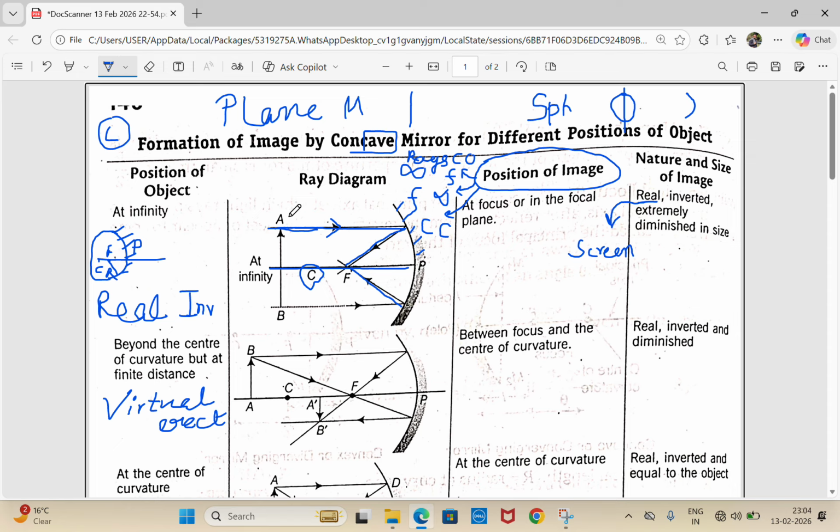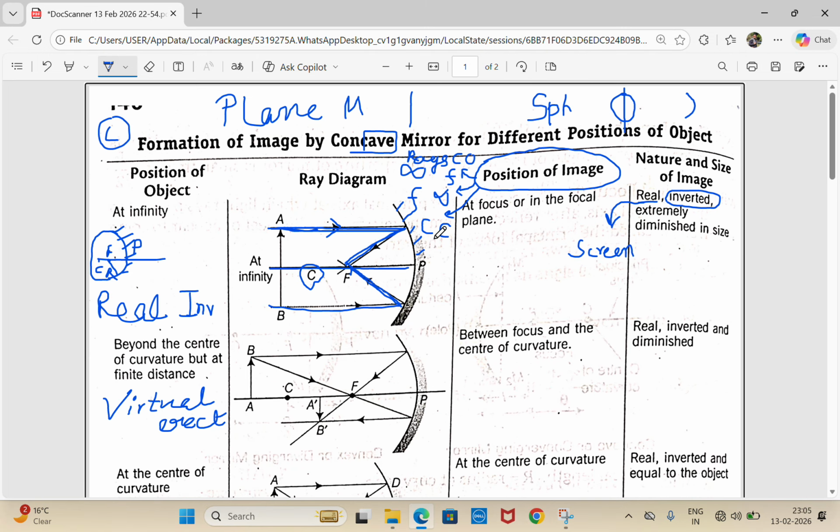So the point here is that while it is coming from infinity, you first draw a straight line coming from the infinite source. Similarly downward as well, parallel to the principal axis, it is creating an image at the focus, and it is very highly diminished, and obviously it is real, and if it is real, then it must be inverted. Understand? Okay.